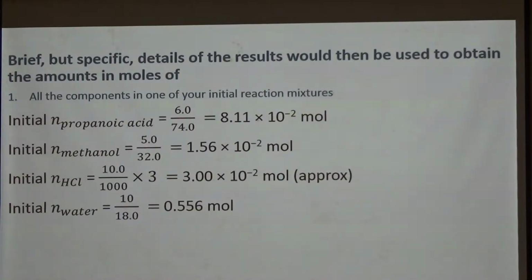Initial amount of water. In 2015, this wasn't shown for many candidate scripts. Okay, they thought that there was no water at all. Okay, but because HCl is a solution, there will be 10 grams of water present, which means that you can determine the amount of H2O. Okay?